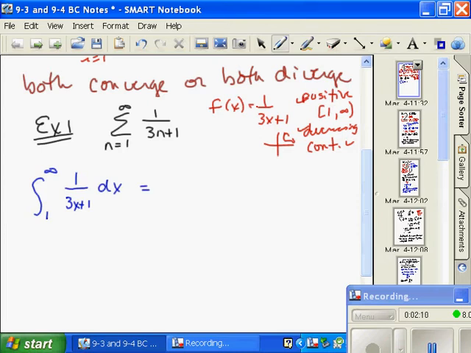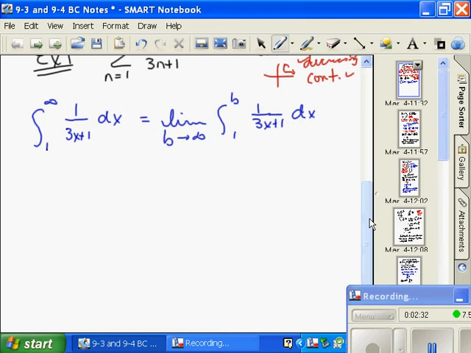Now this should be pretty much a review of what we've done in the last couple lessons. The limit as b goes to infinity, we're going to rewrite this from 1 to b of 1 over 3x plus 1. Now if I look at that, I'm going to have to use u substitution. So I'm going to let u be equal to 3x plus 1, and du is 3 dx, but the 3 is not there. So you can think about putting the 3 in here and then putting the 1/3 out front. So I can fix that to work.